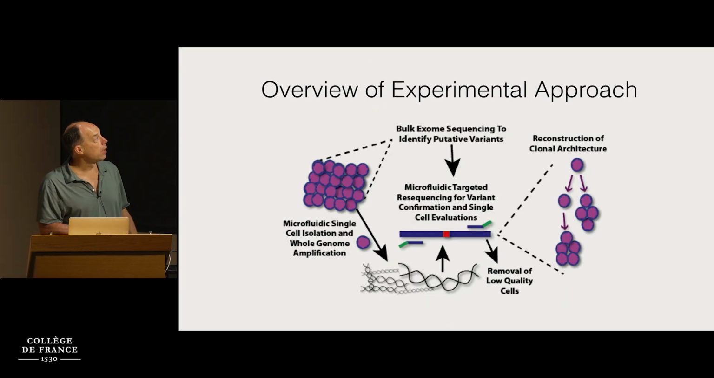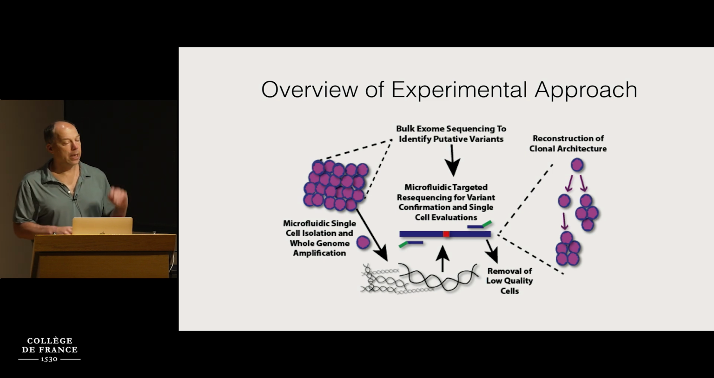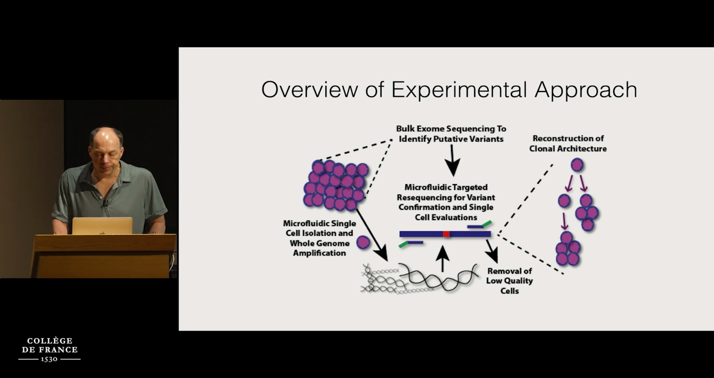So in this case, we did something reasonably similar to the other experiment where we sequenced the bulk part of the tumor to look at where the mutations were. And then we, in this case, used the single cell microfluidic amplification to amplify whole genomes from many single cells of the tumor, and then resequenced the parts of the tumor where there were interesting mutations that we knew from the bulk measurements. And so from that, we were able to work out the clonal architecture of the whole thing.